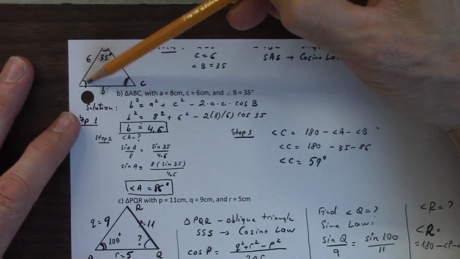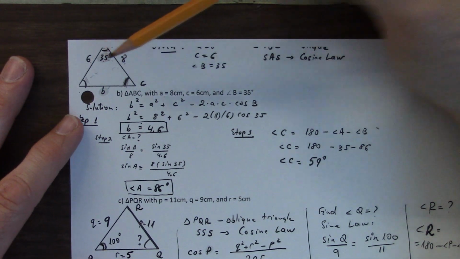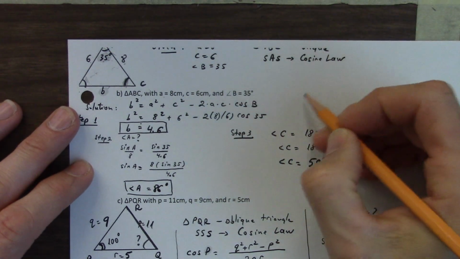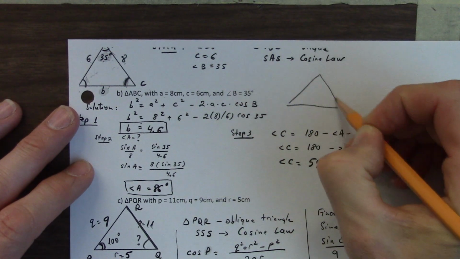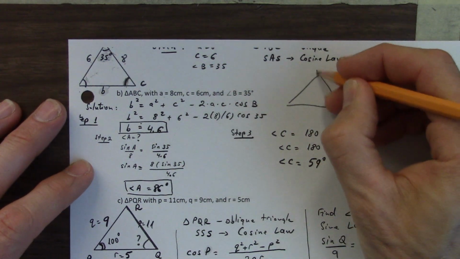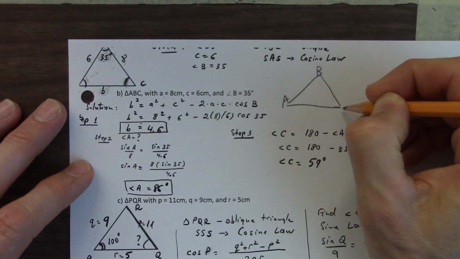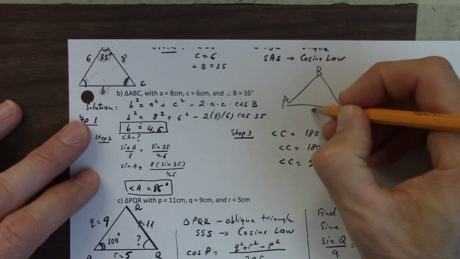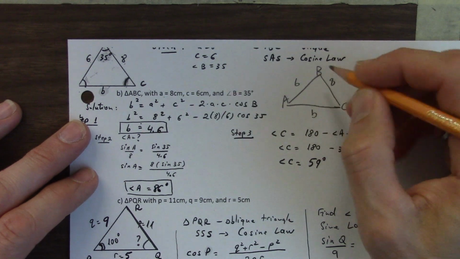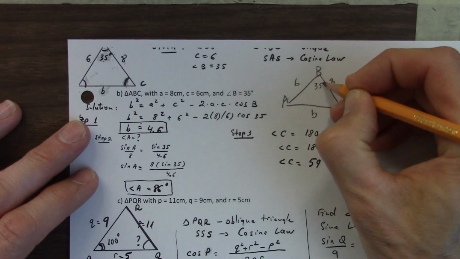Yeah, these angles are greater than 35. They have to be. That's 35. Okay, so we know this is our triangle, right? I'll redraw it over here because it's a little bit cut off. We have A, B, C, and we don't know B, but we know C and A, and we know this is 35.